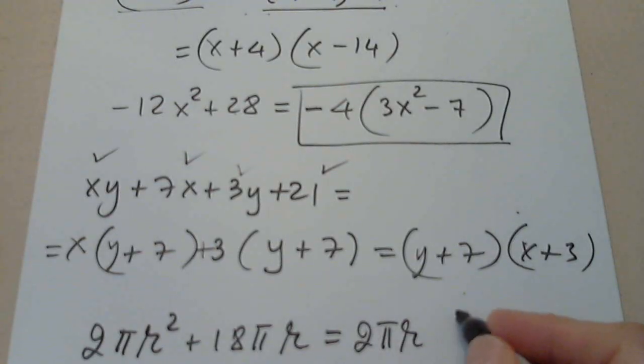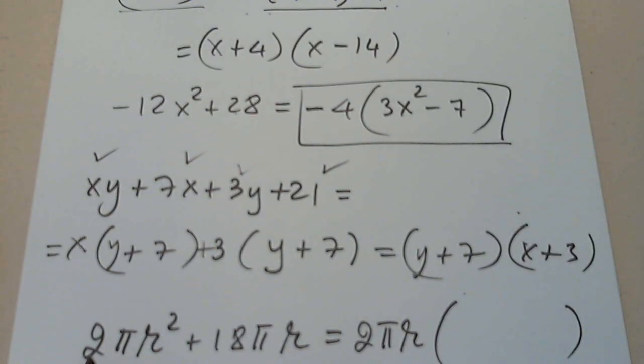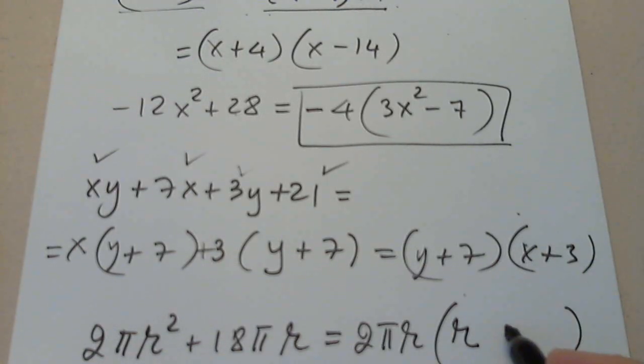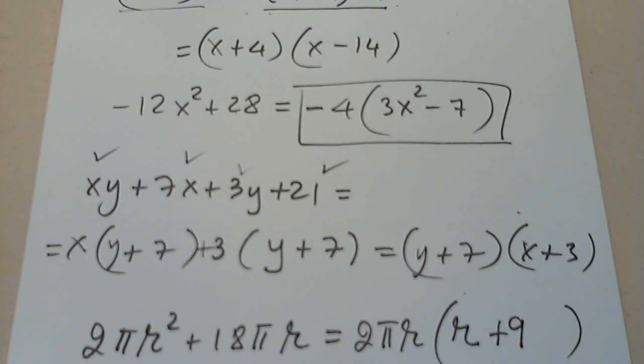2 pi r. So we took the 2 out, we took the pi out, and we took one of the r's. So there is one left, plus. From 18, we took out 2. So a 9 is left. From the pi, we took it out. And we took out the r as well. So this is it. Again, it takes 2 seconds this time to verify. Good.